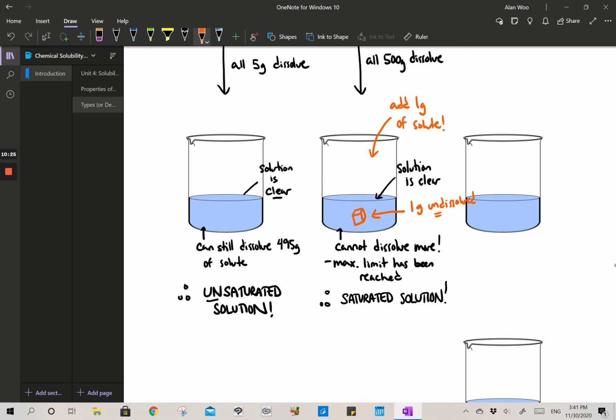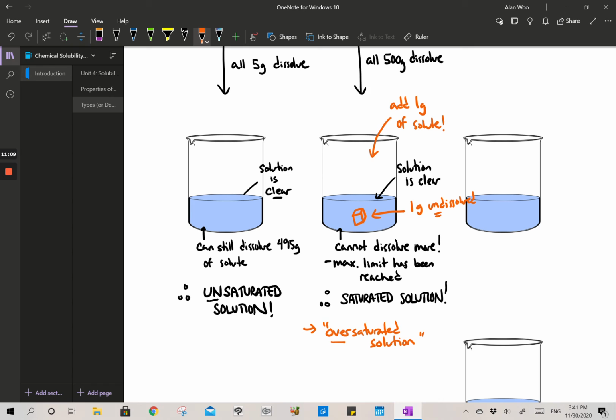In this situation, we have created an oversaturated solution. Meaning that there's still precipitate at the bottom that's not dissolved. But the thing is, if I filter out that precipitate, if I poured this entire solution through a funnel with some filter paper, I would still be able to collect the saturated solution. So the liquid portion is still saturated, but the entire solution now is called oversaturated.